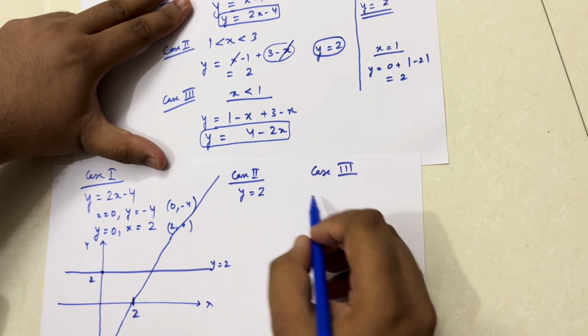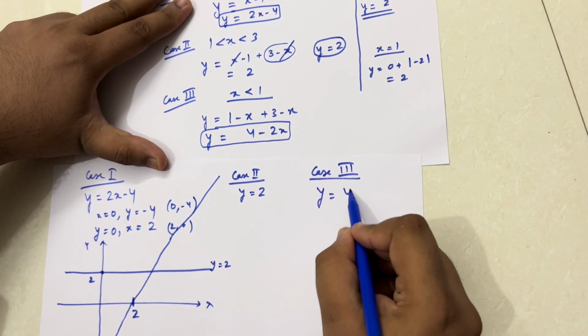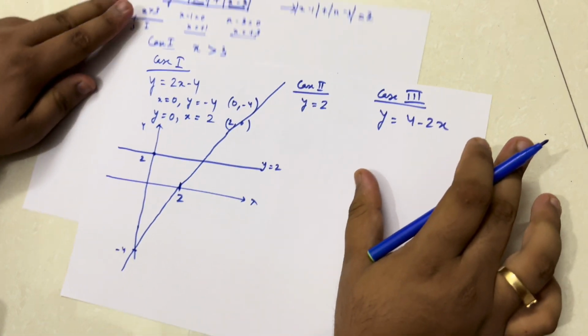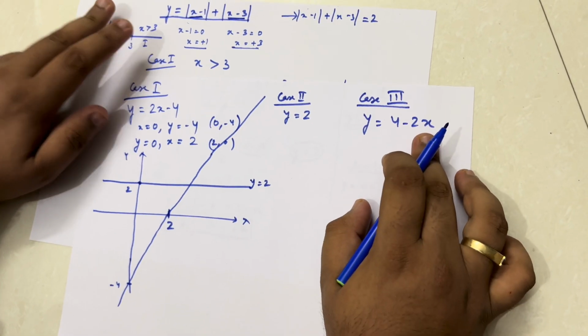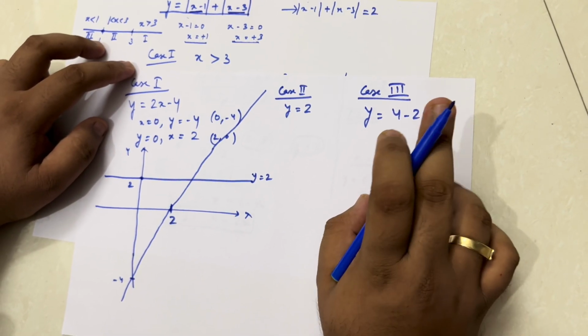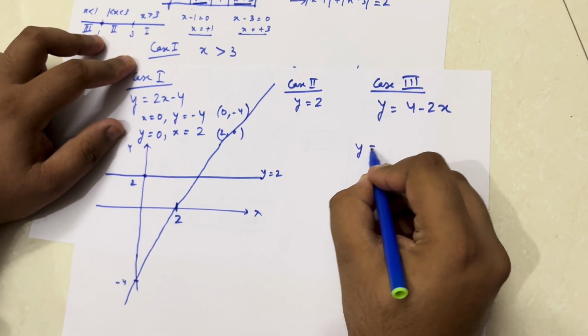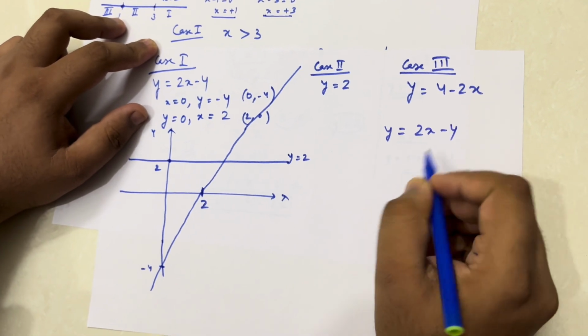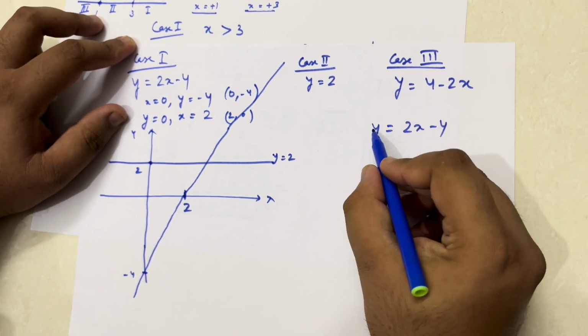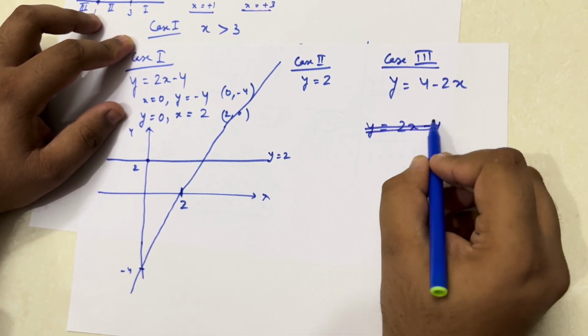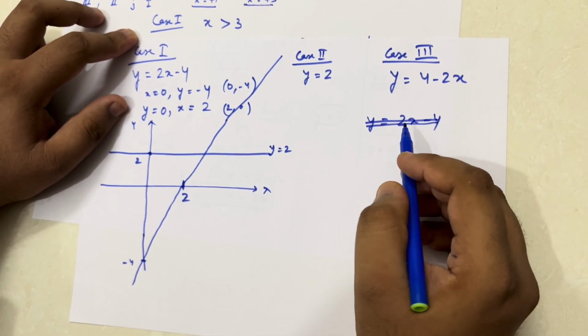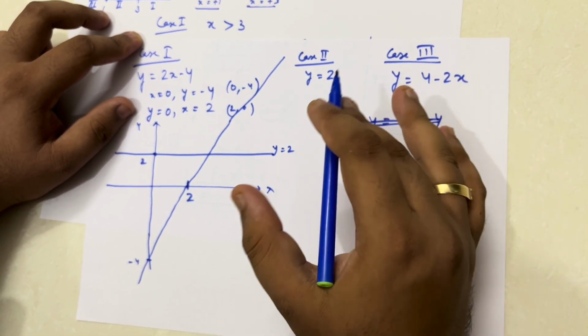Case 3 you saw y is equal to 4 minus 2x. What will be the graph of 4 minus 2x? It's very simple. I have already taught you earlier that one graph was y is equal to 2x minus 4. So 4 minus 2x, if we want to draw, let's draw it instead of going with a logical way. I'll show it more in the graphical classes when we see graph transformation.